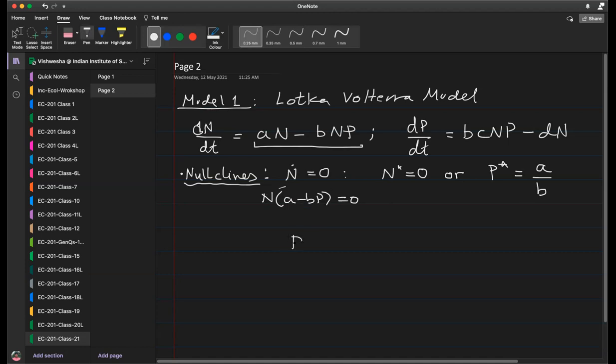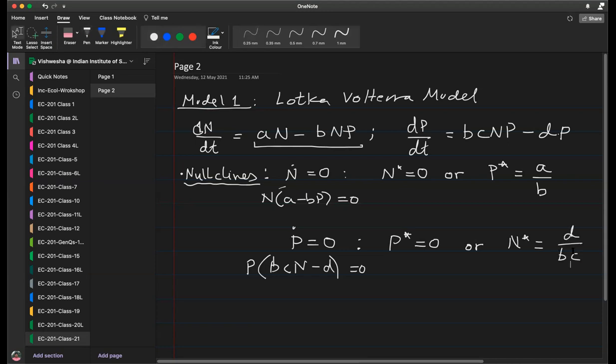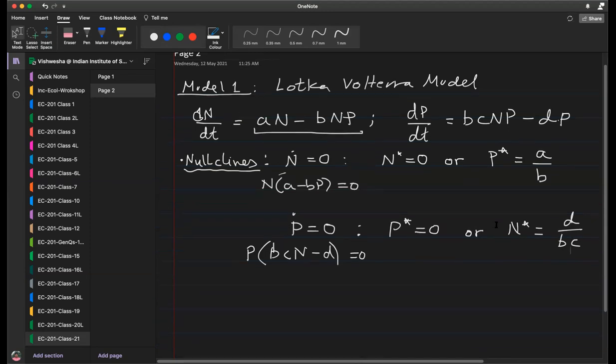Now let us write down null lines for P dot equal to 0. Again, do the exact same process. Here, oh sorry, this is P. I don't know why I'm repeatedly making this mistake. Here we take P as the common factor. What we then have is bcN minus d is equal to 0. This will give us two null lines: P star is equal to 0 or N star is equal to d divided by bc. Is that right? Have I made any mistakes?